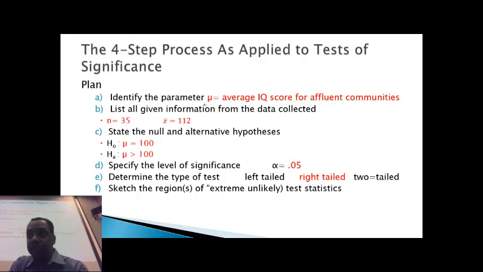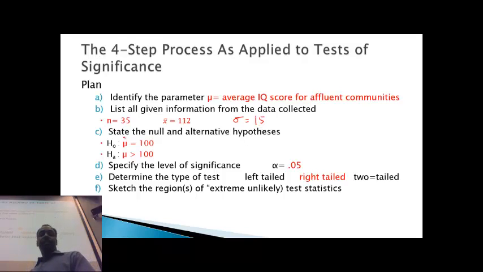And then what's given to us: the sample size is given to us, the sample mean is given to us, and I think we had a standard deviation of 15 that was given to us. And this is just kind of an ordered way of going through these exercises, so you don't forget anything, if you will.